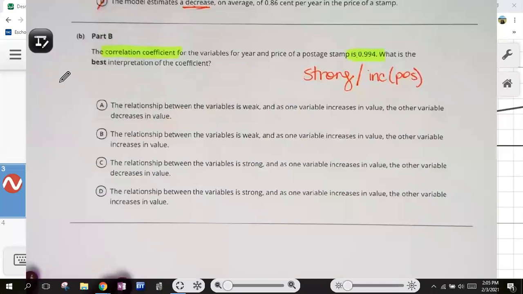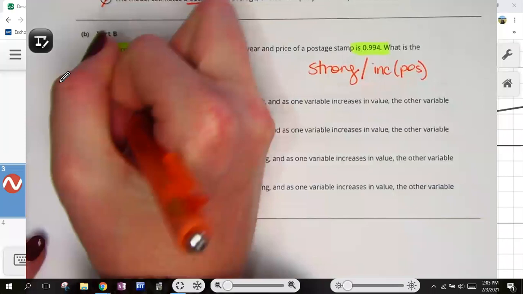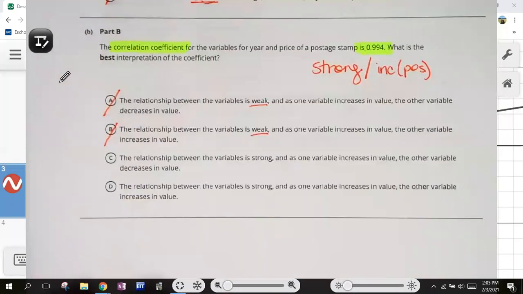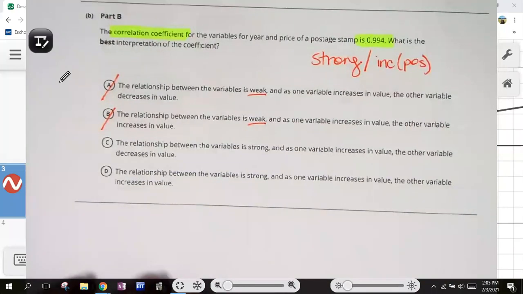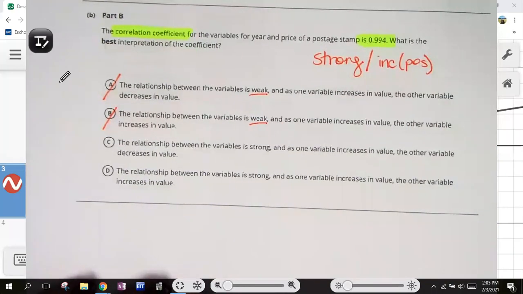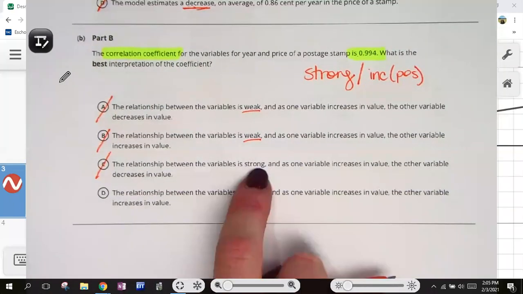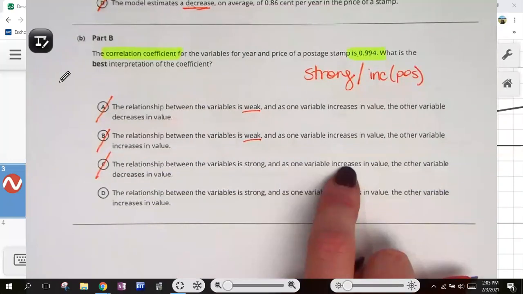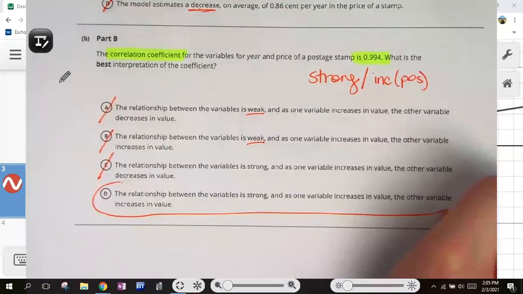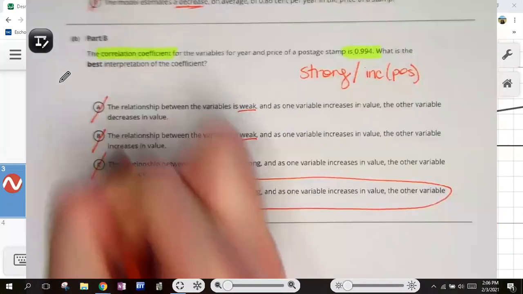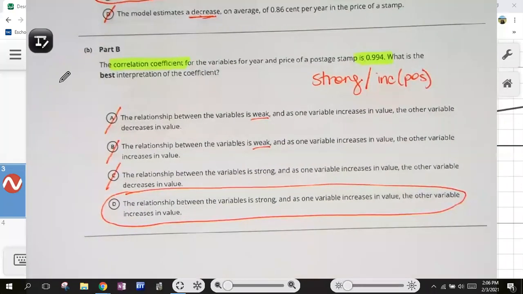Okay, so because it's strong, which ones can we automatically weed out? A and B, because it says it's weak. Okay, since it's positive, meaning all my data is increasing, which one can I rule out? C. It says it is strong, which is true. One variable is increasing, that's true. And the other variable is decreasing. Nope. So it would have to be D. It's strong, one variable increases, the other variable increases. That's true.